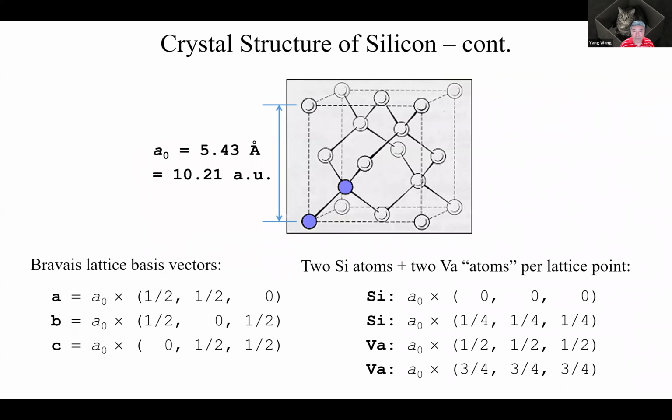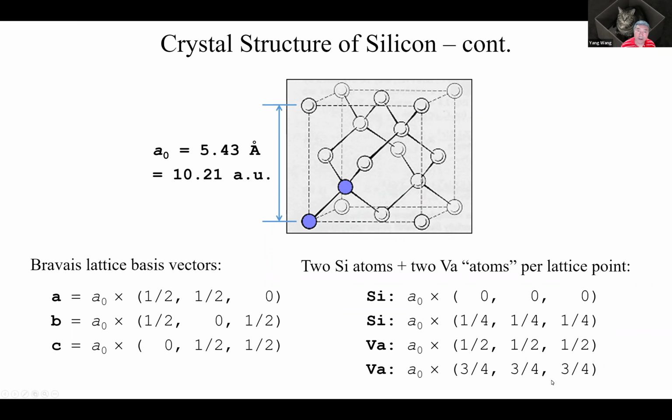So for silicon in particular, we find these large voids, and it turns out you can add two virtual atoms, VA. Z equals 0, so they're not real atoms, there's no atom, but we set them up as atomic centers. They're located at these two positions, and in the end they fill out the whole space. So this is how it is done.